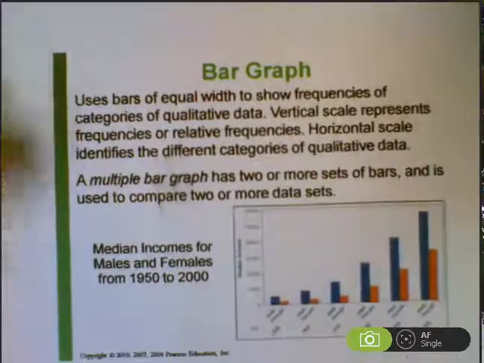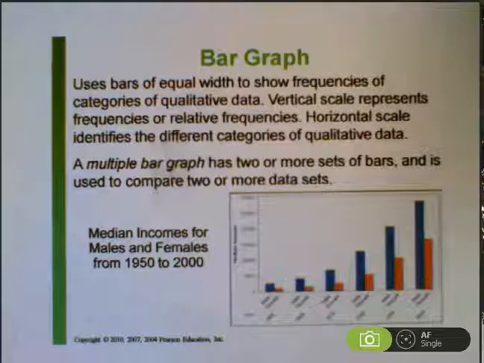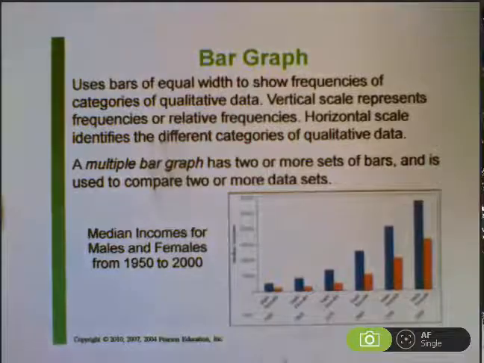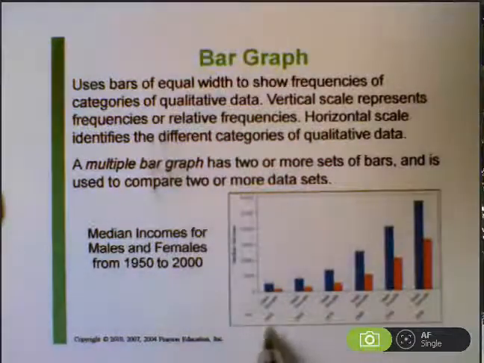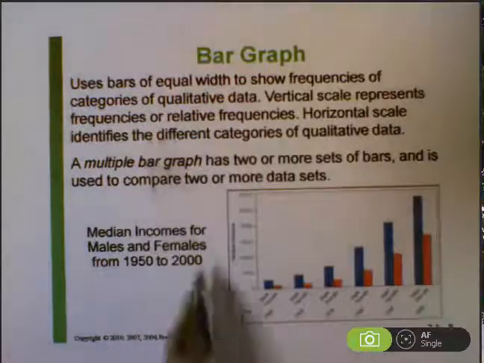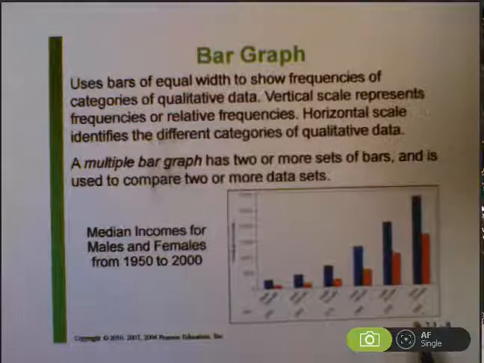A bar graph is a little bit different than a histogram in that it shows qualitative data rather than quantitative data. It gives data that is in categories. The categories here are, it's hard to read that, but it looks like decades maybe. I can't even read those years, they're so small. But we're comparing the median income for males and females from the years 1950 to 2000.